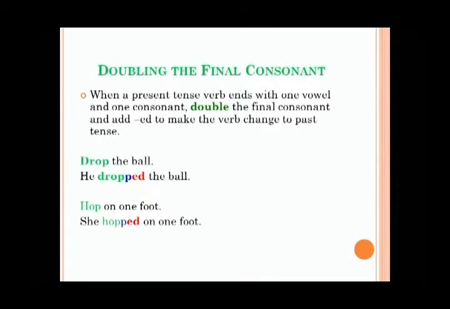Doubling the final consonant. When a present tense verb ends with one vowel and one consonant, double the final consonant and add ed to make the verb change to past tense. Here are the examples. Drop the ball. He dropped the ball. Now look closely at the word, boys and girls.